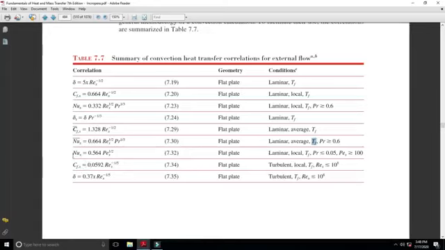Similarly, this expression of Nusselt number would be used for the flow over a flat plate when the flow is laminar, and it would give a local Nusselt number. The properties would be evaluated at the film temperature, and Prandtl number is much less than 0.05, because if you recall, that was the condition for the flow of liquid metals.